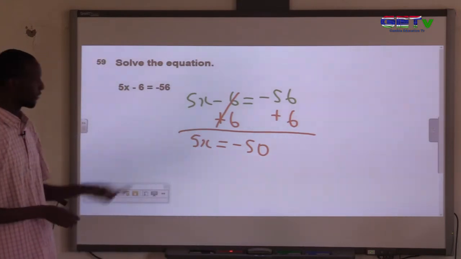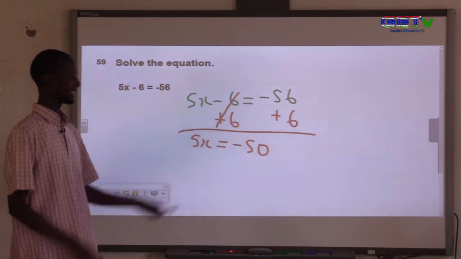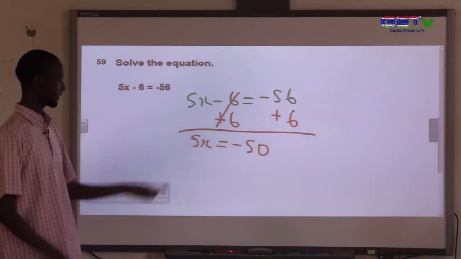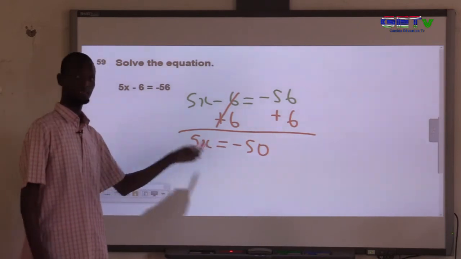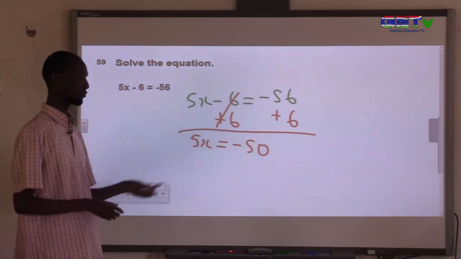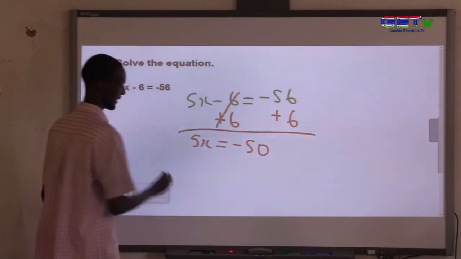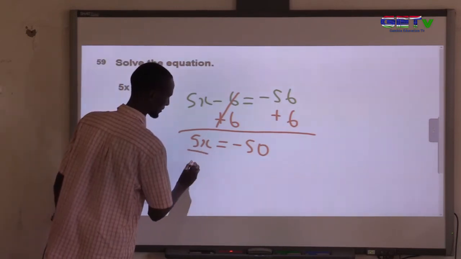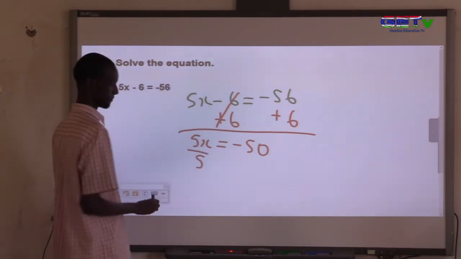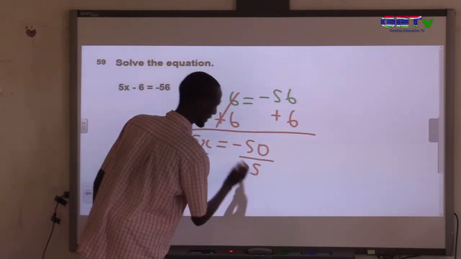But still, our variable is not alone on one side. There is still a 5 there. We have 5x on that side. 5x is 5 times x. It's a multiplication, which you have to undo. To undo a multiplication, you divide. So divide the left-hand side by 5. Also divide the right-hand side by the same 5.